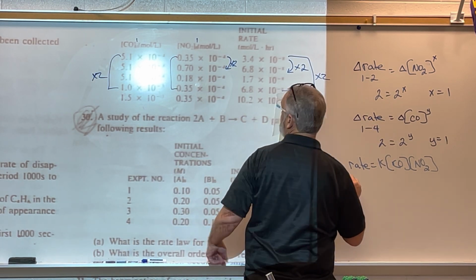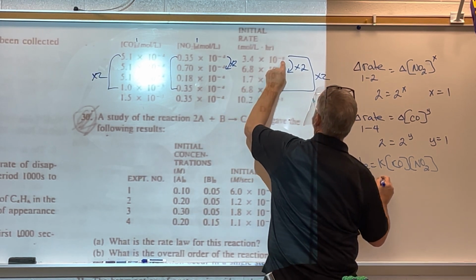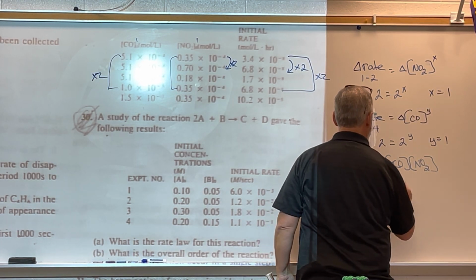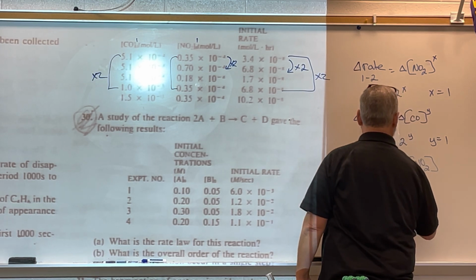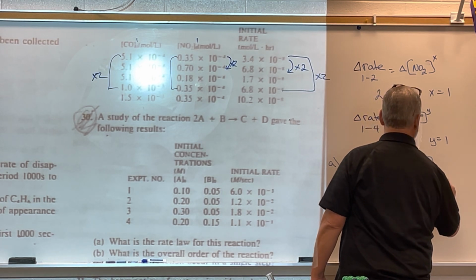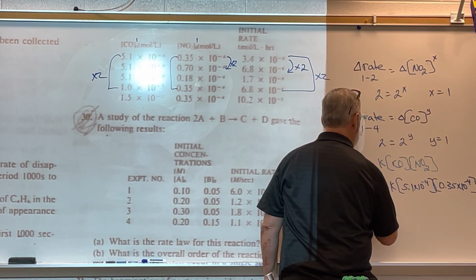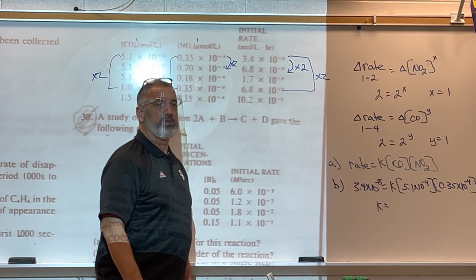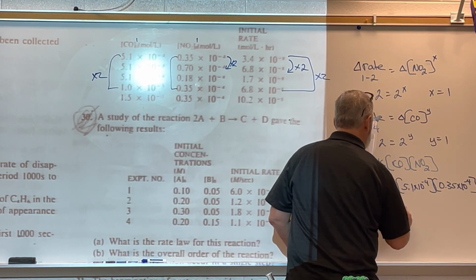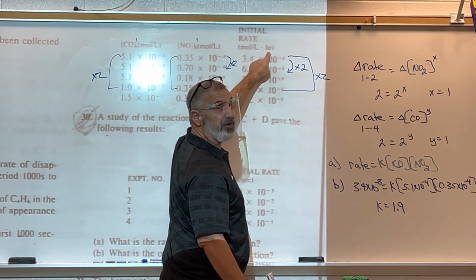Just plug in the values. I always pick the first one, the rate, 3.4 times 10 to the negative 8, is equal to k times CO, 5.1 times 10 to the minus 4th, times 0.35 times 10 to the minus 4th. So what does k equal? 1.9 molar over.